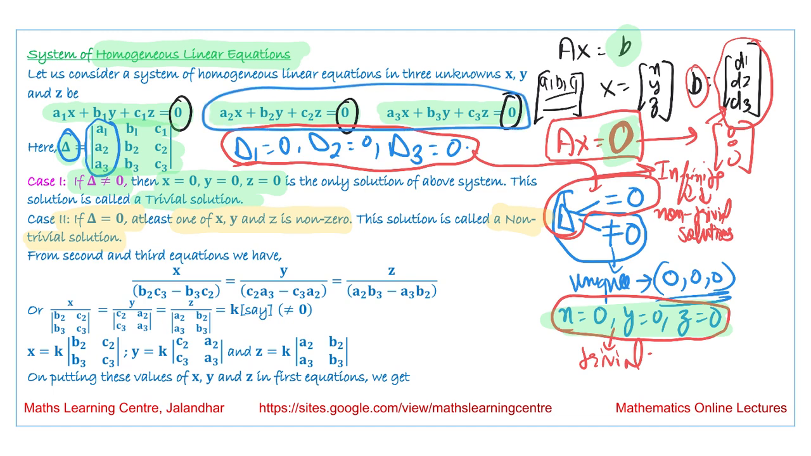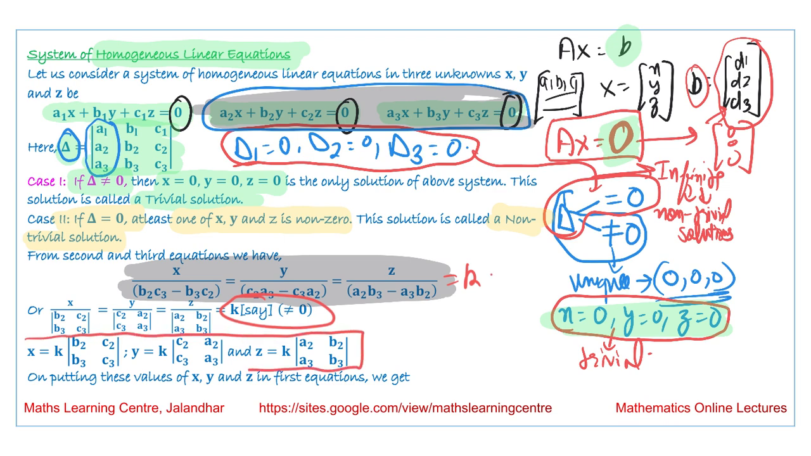So what we get is, if we try to solve the last two equations, the answers for x, y and z we obtain in this way. If we equate this value to k, the values of x, y, z we obtain in this form: x is equal to k times this determinant, y is equal to k times this determinant, z is equal to k times this determinant.